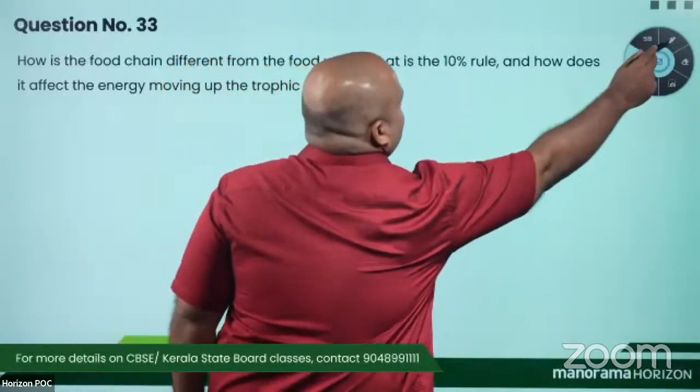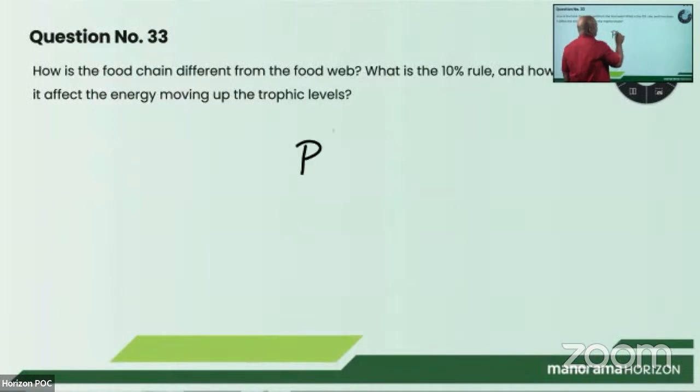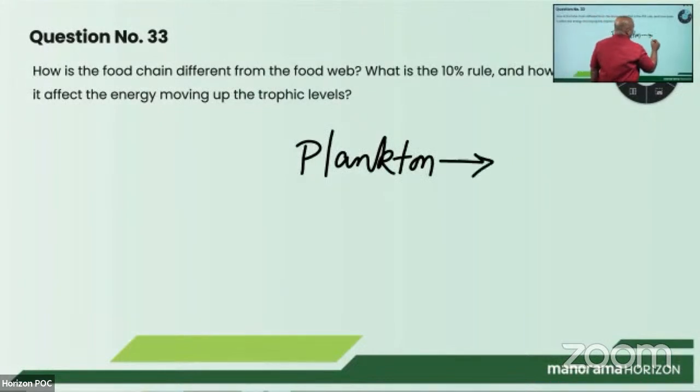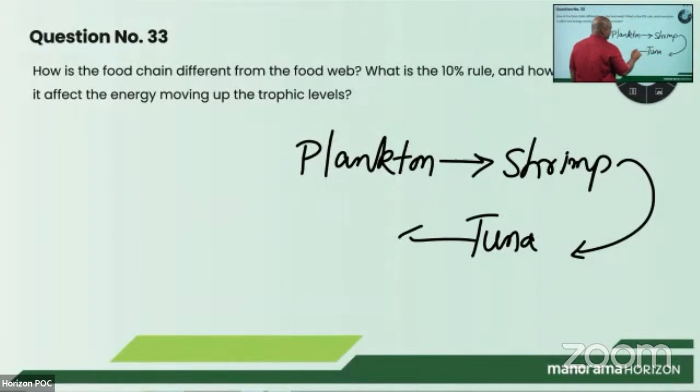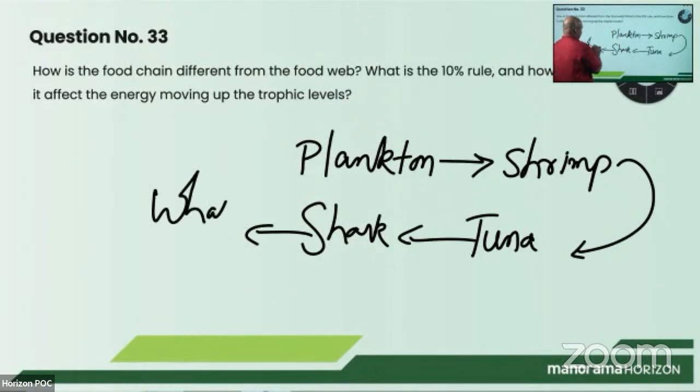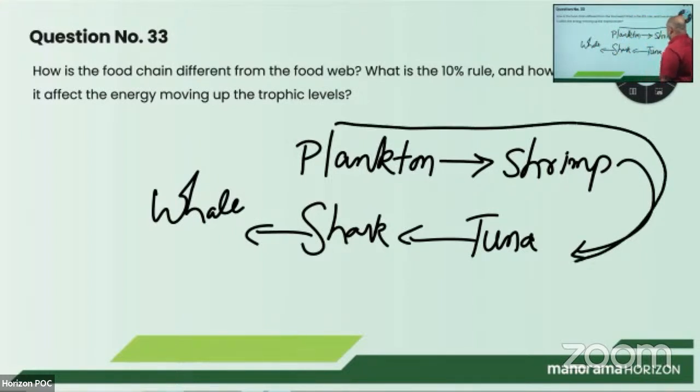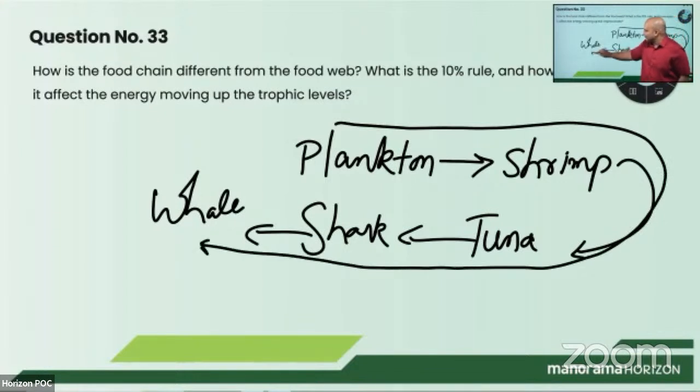Let's say that we have plankton. The plankton is eaten by, let's say, shrimp. The shrimp is eaten by, let's say, tuna fish. The tuna fish is eaten by a shark. And the shark is eaten by a whale. What we have here is a food chain. So you are noticing that there is a single sequence in which organisms are eating other organisms. The whale is at the top of the food chain, while the plankton and shrimp are at the bottom of the food chain.